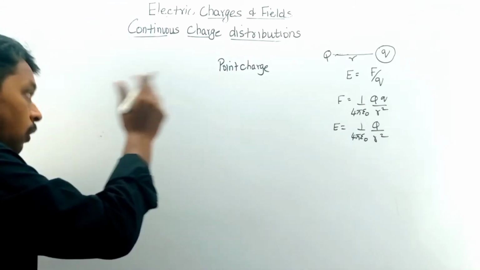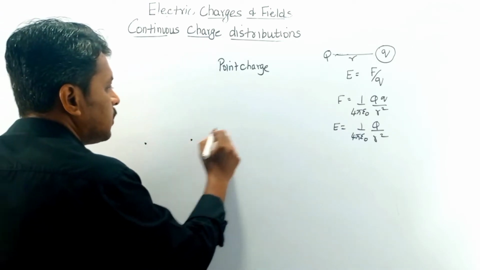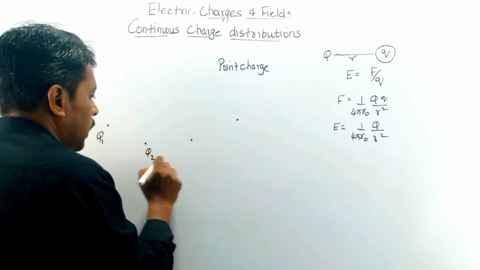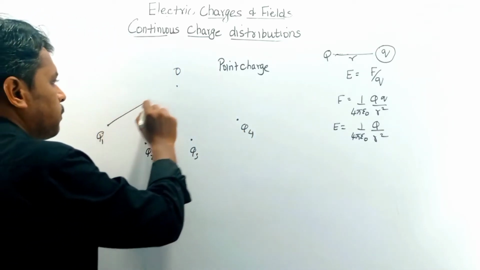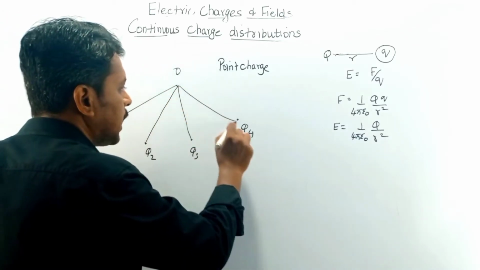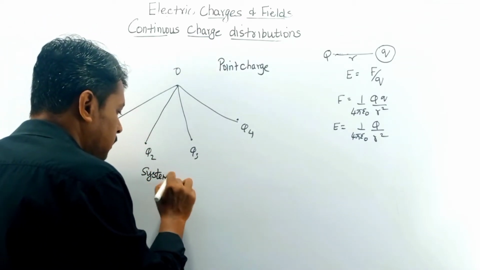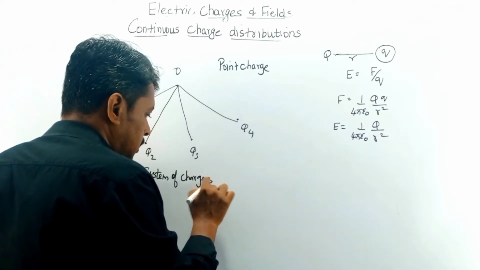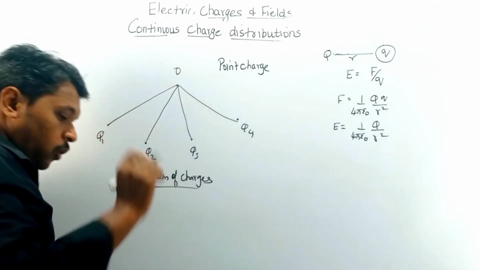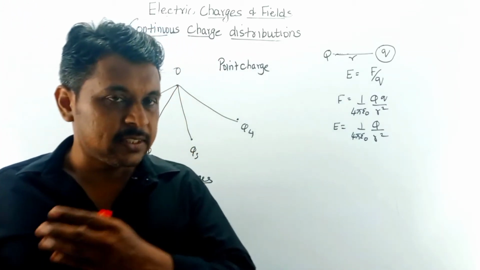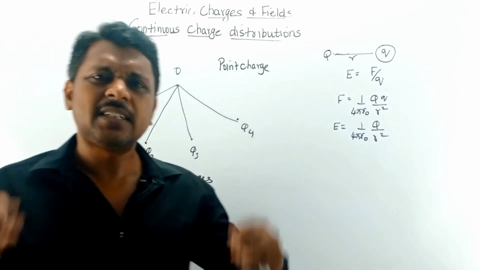We have also discussed the net electric field due to a system of charges. When we have charges like this, Q1, Q2, Q3 and Q4, and we take a point O, the net electric field due to all these charges at this point, this arrangement we call a system of charges. According to the principle of superposition, the net electric field at point O is the vector sum of the electric fields due to all individual charges. This we have discussed in the previous lectures.